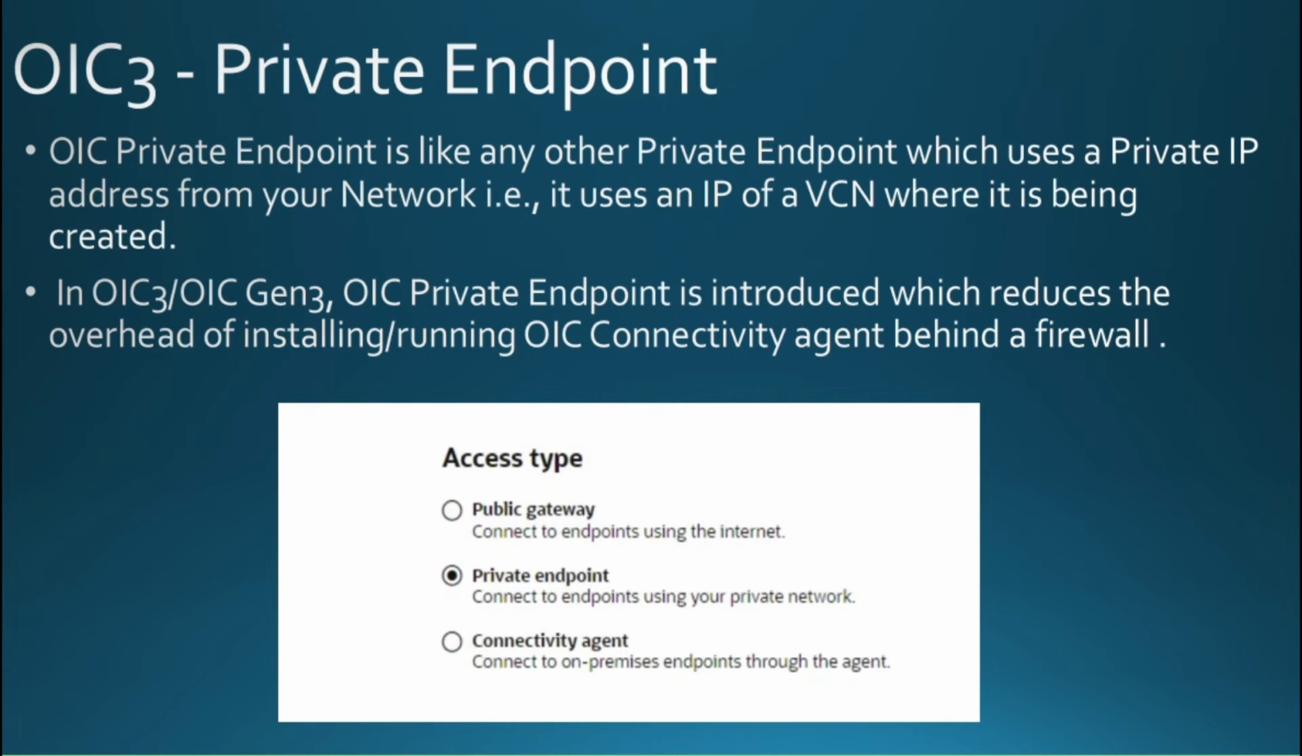But some customers won't allow installing the agents on their local virtual machines or local servers. So in Gen 3, this private endpoint provides you the flexibility to connect to services within the firewall. Basically, private endpoint allows you to connect to private resources that reside in a VCN, virtual cloud network, without the need of a connectivity agent. This is one of the latest features. You have to select private endpoint as the access type when you start the configuration.